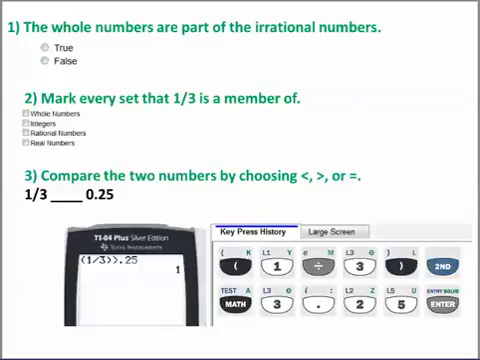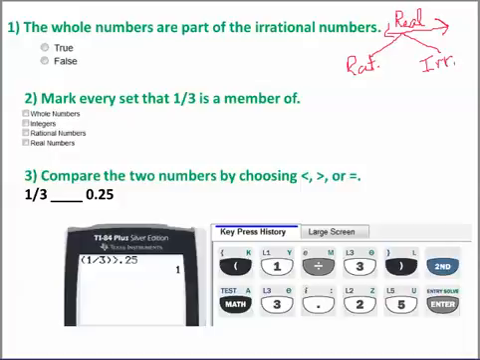Whole numbers are part of irrational numbers. True or false? Well, I want to say that we have real numbers, which are all the numbers on the number line. I like to write that word with this little number line. And then I like to say we separate into two groups. One group is rational. We call them the rats. And the other group is irrational.